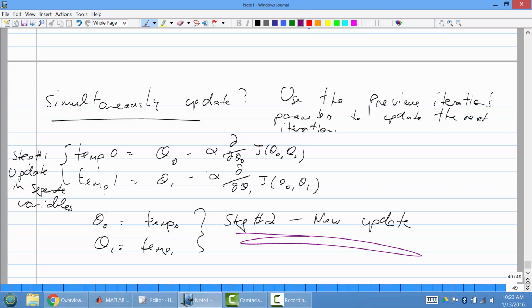So when you compute the actual update, you store it in a separate variable, and you only use the previous iteration's variables, and then you update when you're done. So once you update theta 0, you don't use that update to update theta 1. You only use the previous version's parameters. That's what we mean by simultaneously update. You don't influence it based on the current iteration, only the previous one.